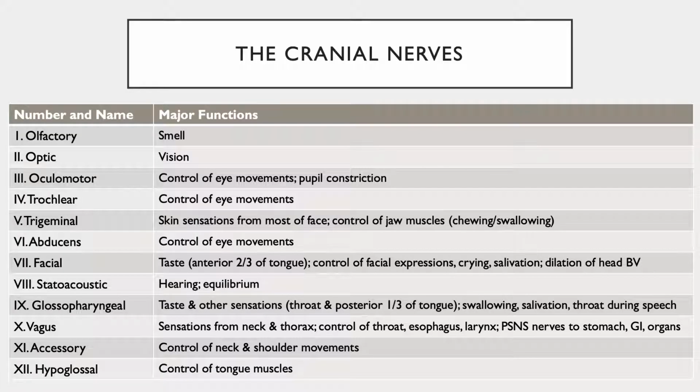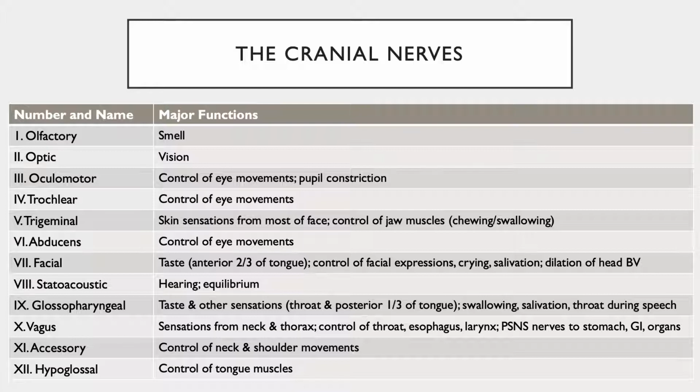Before we move into the human brain, we need to cover the cranial nerves. There are 12 cranial nerves, and they each serve very specific and important functions in the nervous system. Starting with cranial nerve 1, the olfactory nerve. The olfactory nerve's major function is to help facilitate the experience of smell.